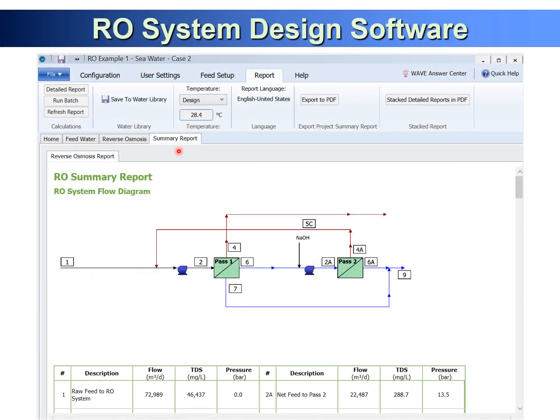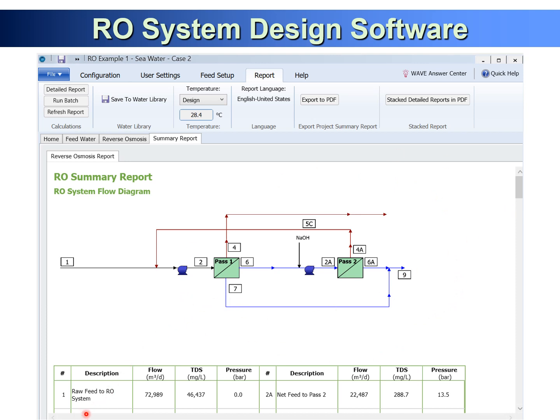So this is the last step, summary report. Our summary report can be calculated. So this is our design schematic diagram. Number 1, 2, 3, 4, 5, 6, 7, and 2A, 2, 4A, 4, 5, 6A. And you can see all the numbers, how the water quality changed, how they changed the different flow rate and pressures. So we can see the detailed report from our design of the system configuration.